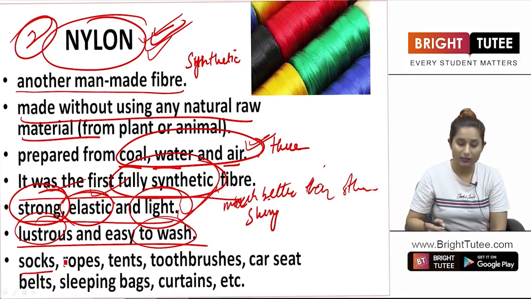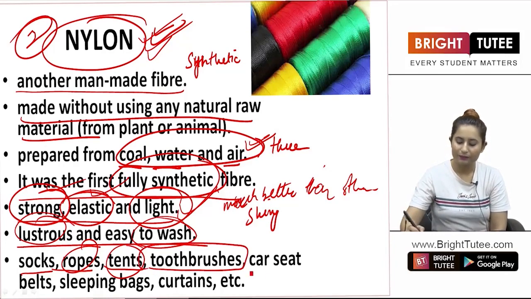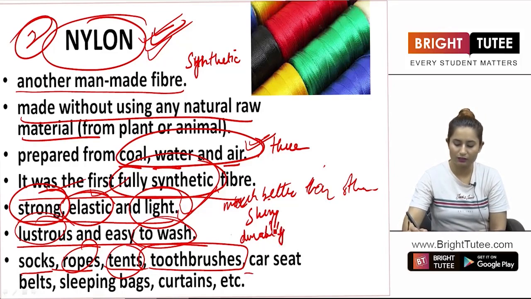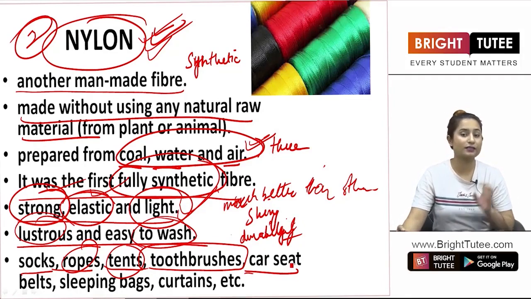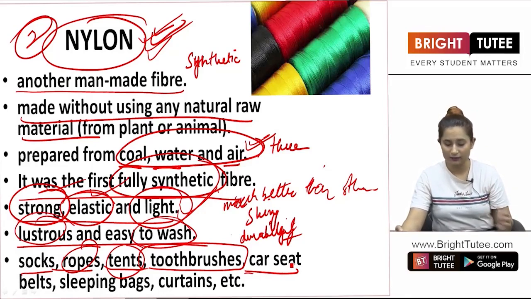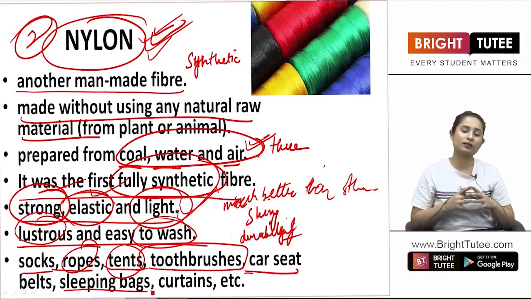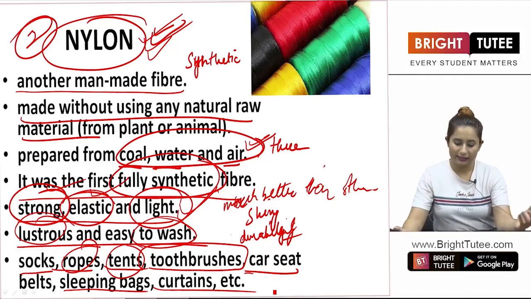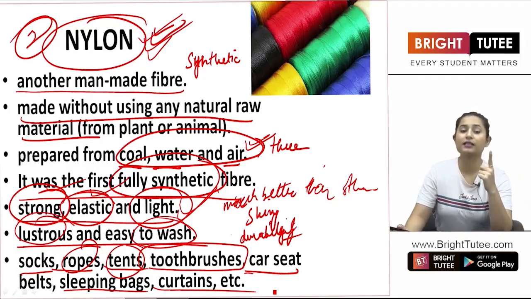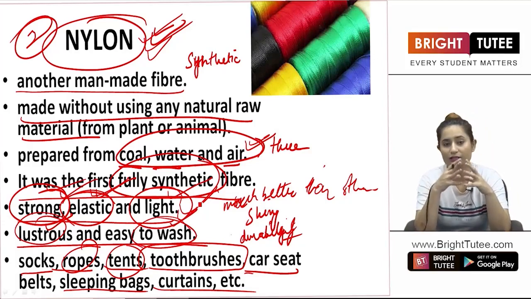It is used to make socks, ropes, tents, because it is very, very strong. Because it is strong, it can be used to make ropes, tents, toothbrushes. Because of its durability, we need toothbrushes for a longer time, so it remains durable for a longer time. Then car seat belts, because of its strength and lightweight. Sleeping bags, because of its elastic and lightweight nature. And also curtains. So nylon is a very useful fiber because of its advantageous features such as strength, elasticity, lightweightedness, luster and being easy to wash.